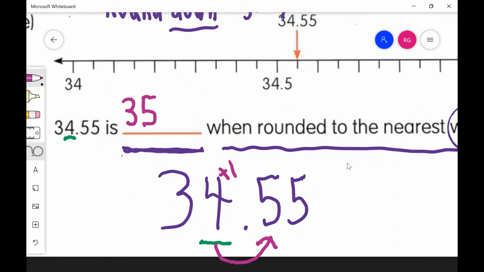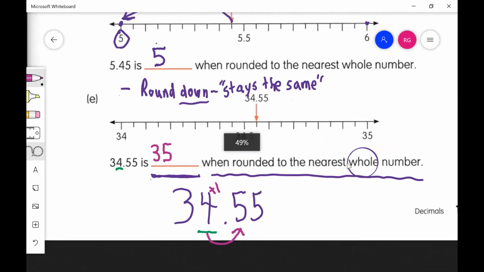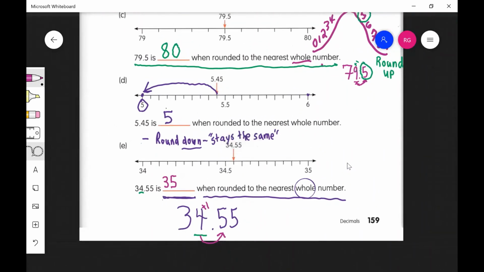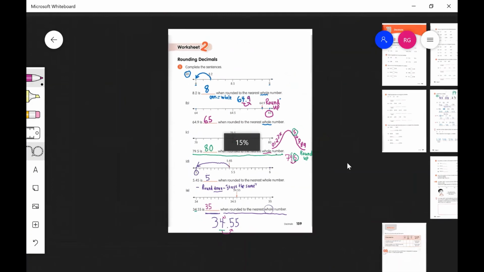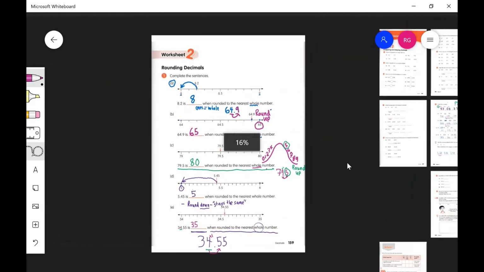And that does it for that one. We're finished with page 159. There are your answers.